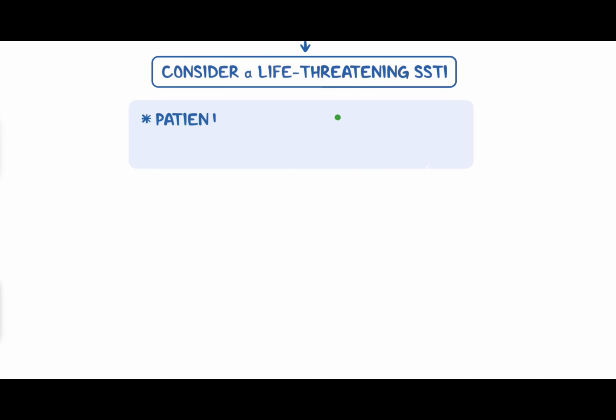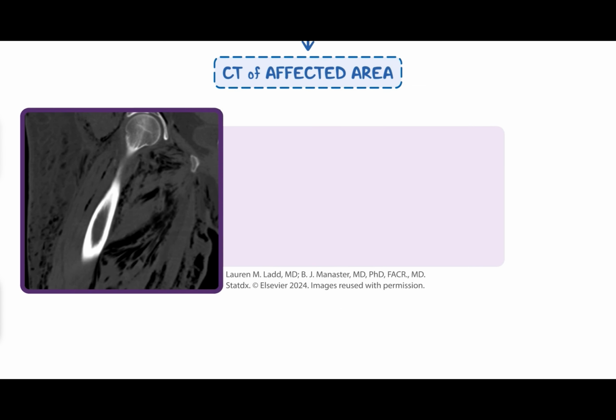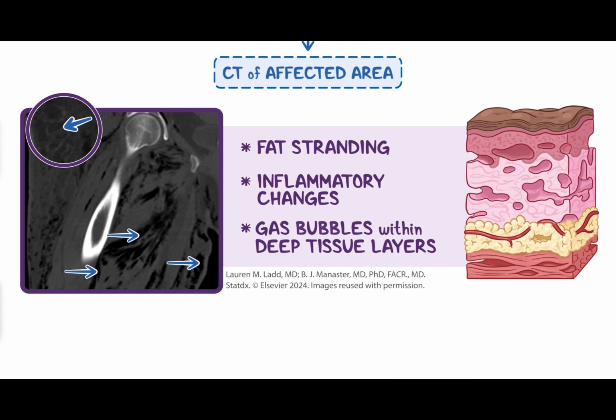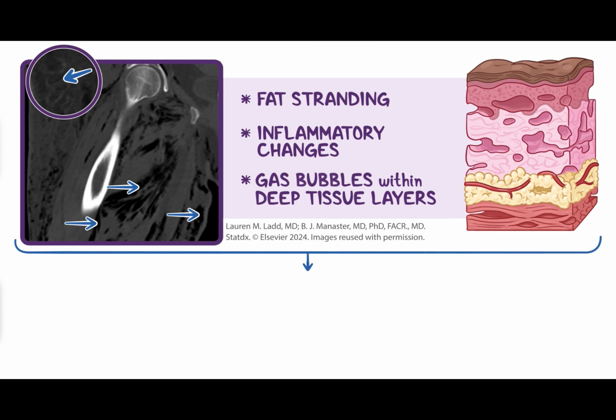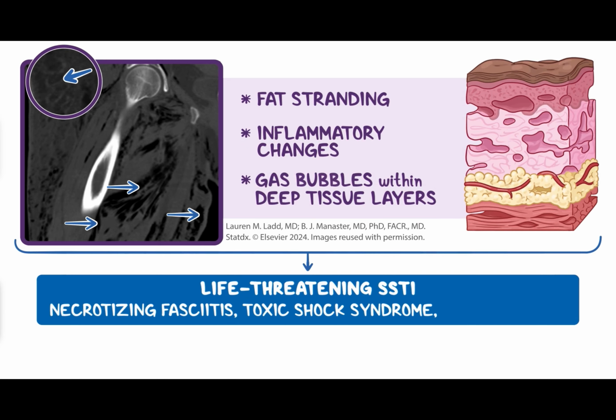Now, if your patient has been stabilized and you are concerned for a deeper infection, your next step is to obtain a CT scan of the affected area. CT might reveal fat stranding, inflammatory changes, or gas bubbles within the deep tissue layers. These characteristics strongly support your diagnosis of life-threatening SSTI, such as necrotizing fasciitis, toxic shock syndrome, and gas gangrene.